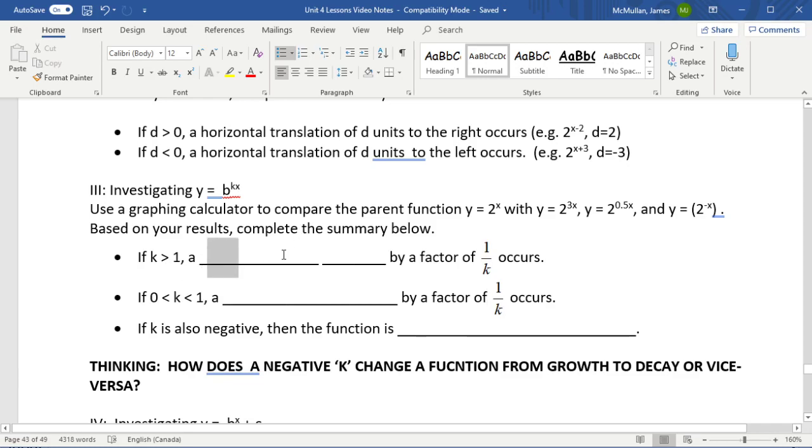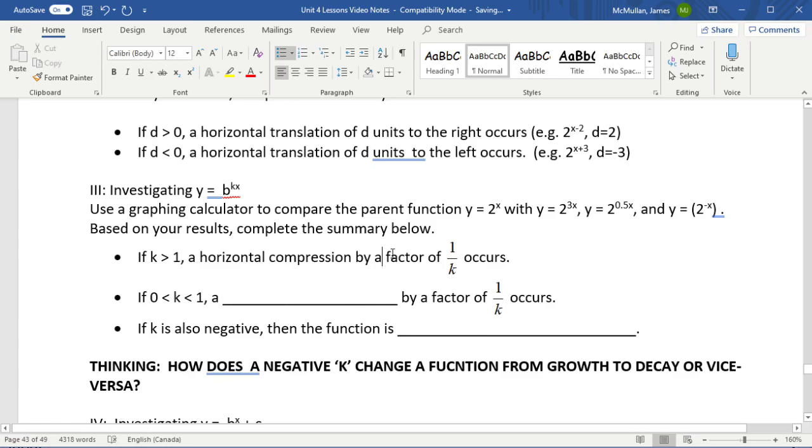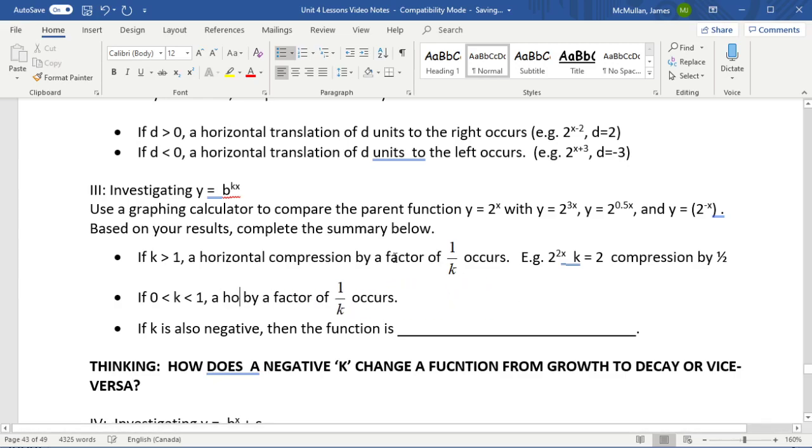So if k is bigger than 1, then a horizontal compression by a factor of 1/k occurs. So for example, 2 to the power of 2x, k is equal to 2, but the English sentence is a compression by 1/2, right? By 1/k. Remember, k is 2, the sentence only has the 1/2. Okay? If k is in between 0 and 1, you have a horizontal stretch by a factor of 1/k.